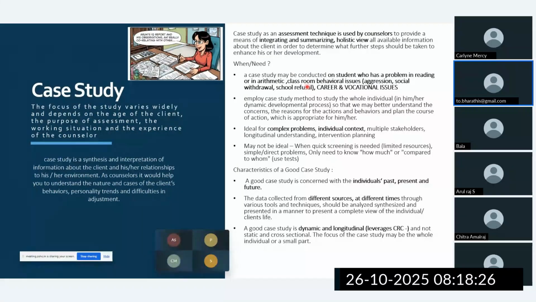When should we do a case study? When a student has problems in reading and has behavioral issues, you observe that he doesn't want to come to school, or he's not talking. There are issues in career or the way he's doing anything. So it's ideal for a complex problem, an individual context, very specific to the particular child. We may not always be able to do a case study because it takes time. You need to do a lot of things together to come up with an inference. If there are limited resources, you may just do a quick screening. Take one or two and go forward.